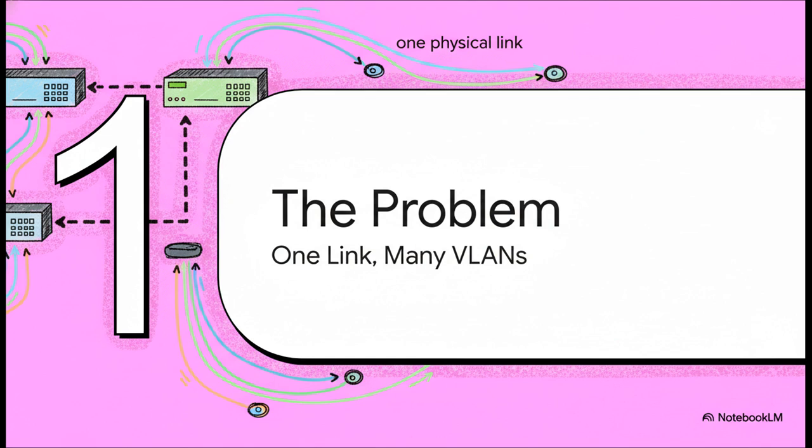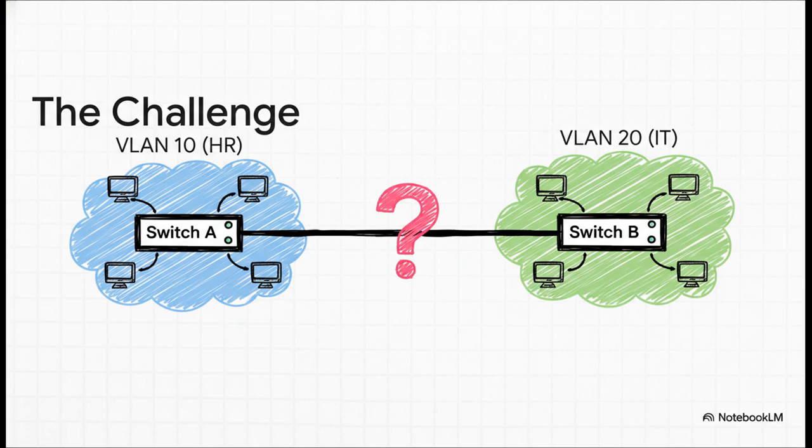We have one single physical cable connecting two switches, but we need traffic from a whole bunch of different VLANs to get across that link. How is that even possible? Okay, so picture this. You've got switch A, that's for the HR team, and they're all in VLAN 10. Then over there is switch B for the IT department, all in VLAN 20. And connecting them is just one single Ethernet cable.